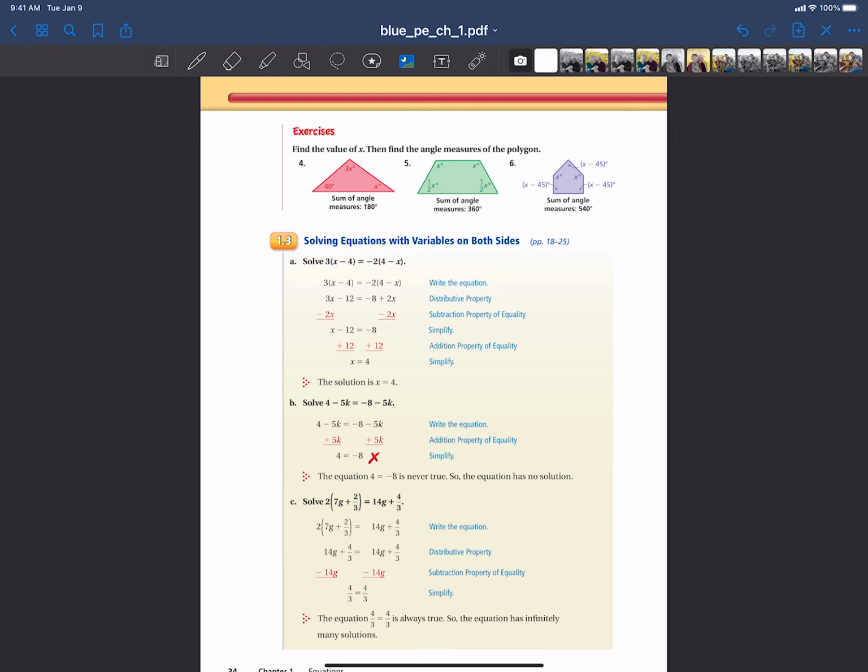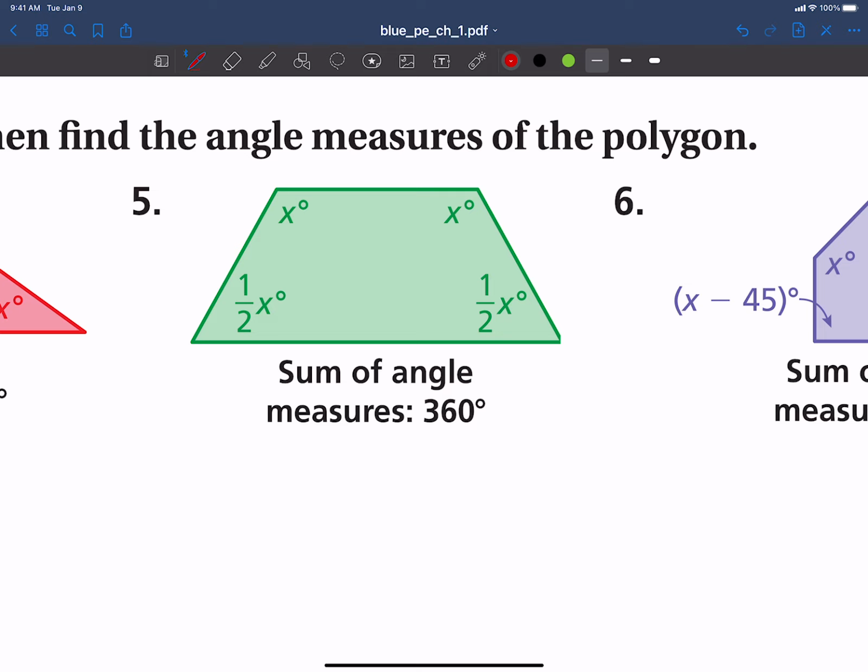Do you remember these fun little problems? There's one of these on your test. Let's do number 5. These are kind of fun. Go ahead and draw the shape in your notes. Label all the angles other than the drawing.